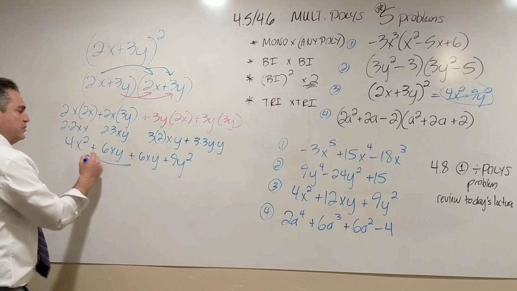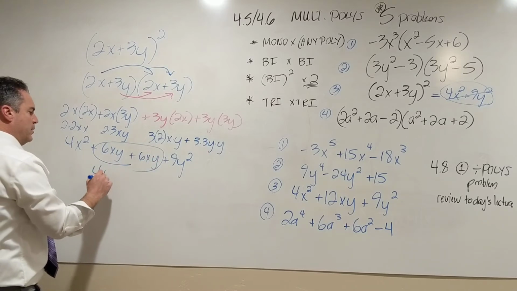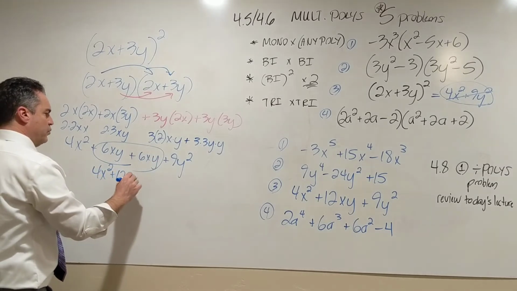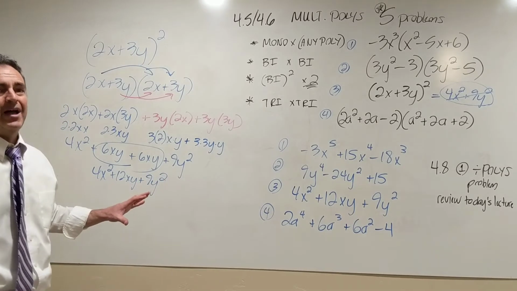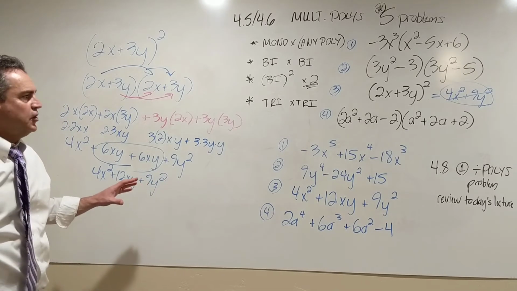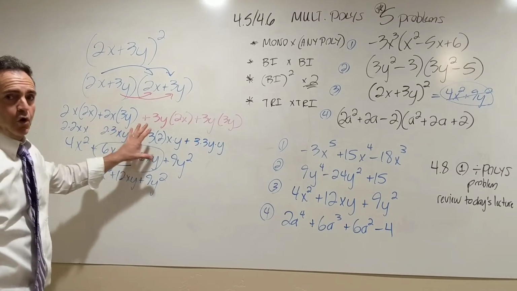We have some like terms in the middle. Those combine, we end up with 4x squared plus 12xy plus 9y squared. Don't forget, on binomials times binomials, to go the long way.